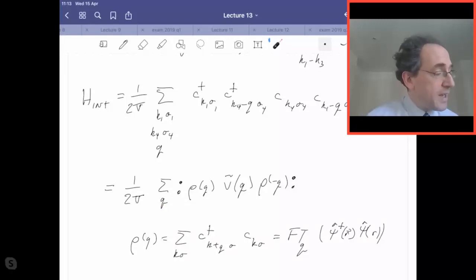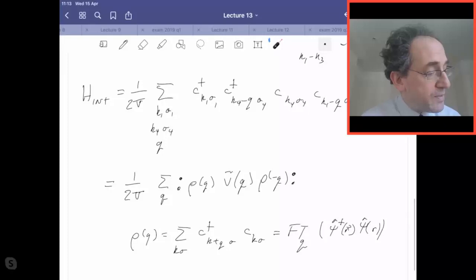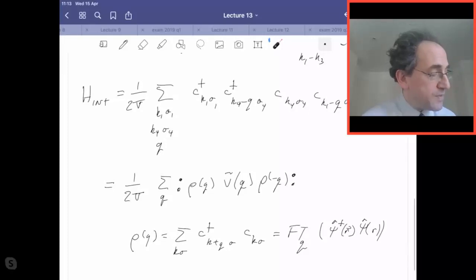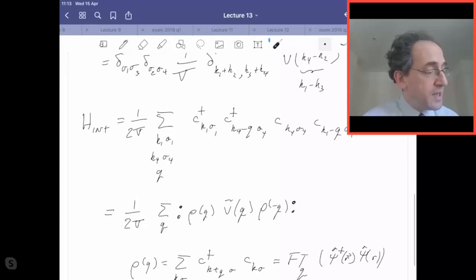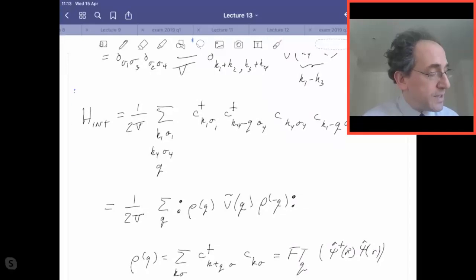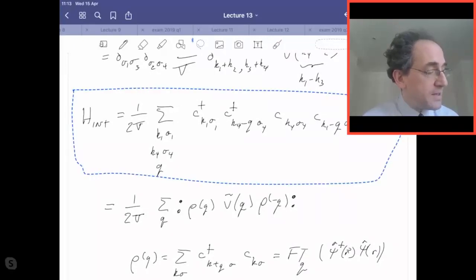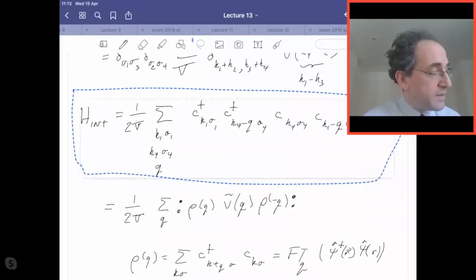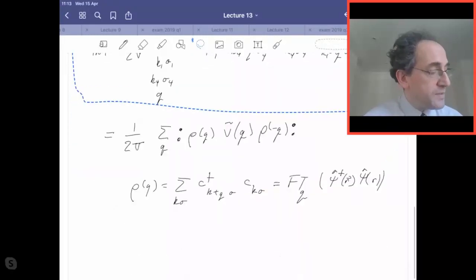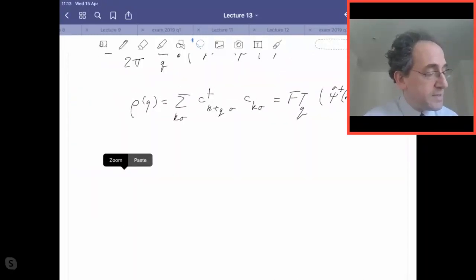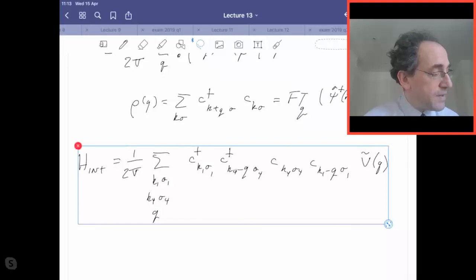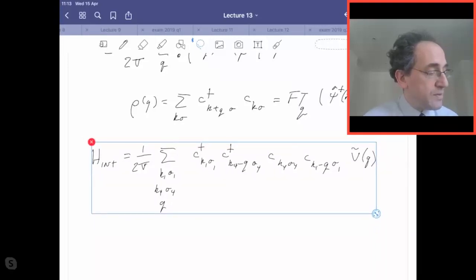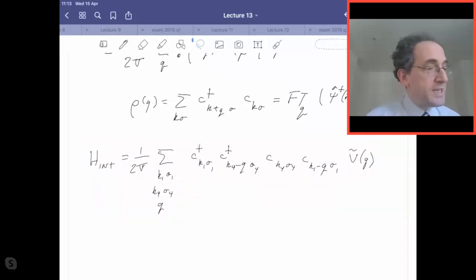Okay. Now we're not going to write things in terms of rho of Q. We're not going to do so often. We're going to work with this form. So let's copy that, use it again, copy, use it here, paste. Love how that works. Okay, so a beautiful form for H int.